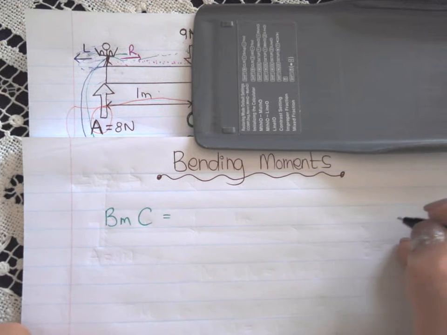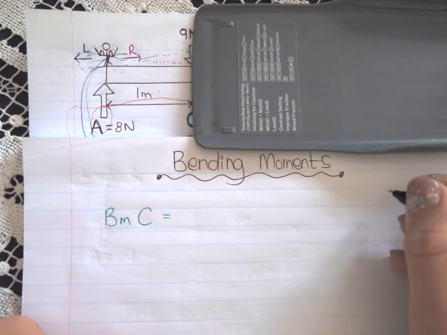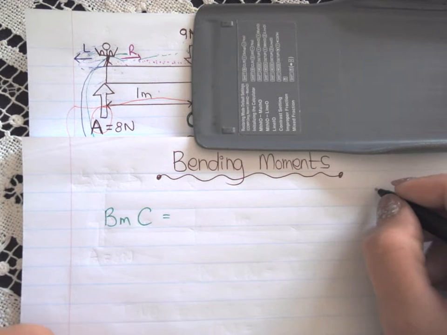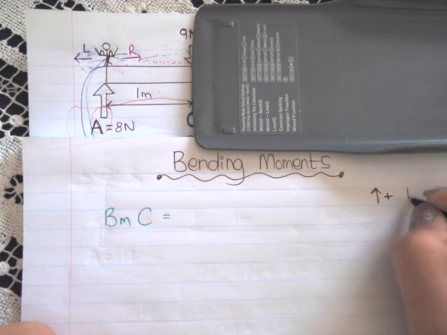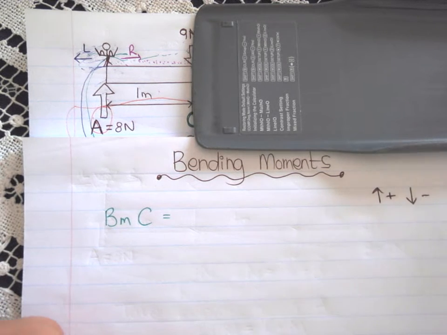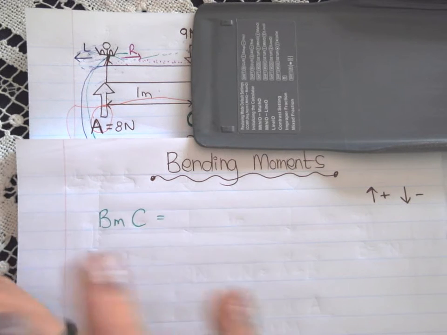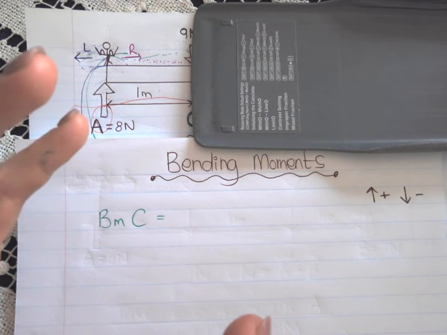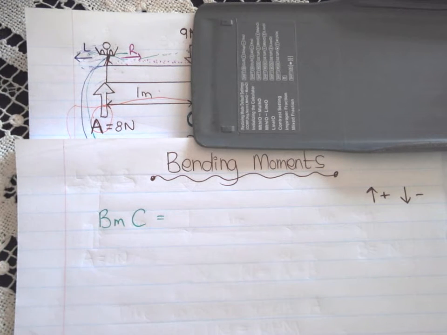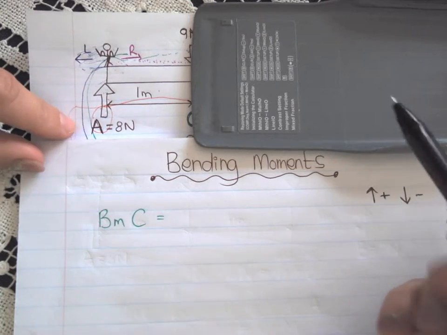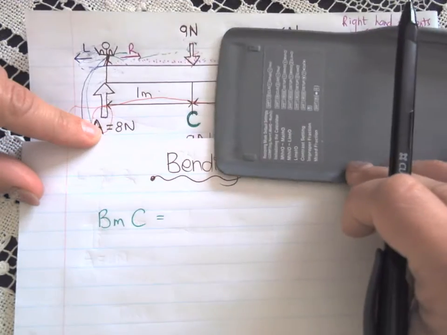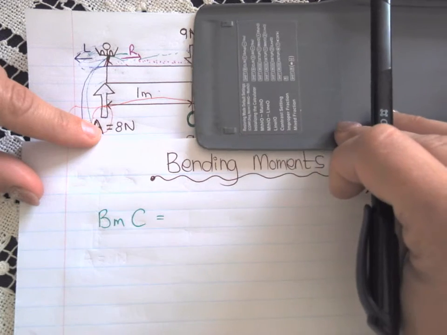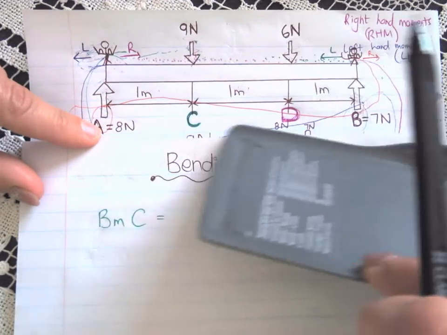Now remember, for bending moments, every force that goes up is going to be positive, and every force that goes down is going to be negative. Okay, it works a little bit differently to the reactions that we just worked out. So remember in the first example, we worked out A as 8 newtons and B as 7 newtons. But now we want to work out the bending moment points, so that's C and D.